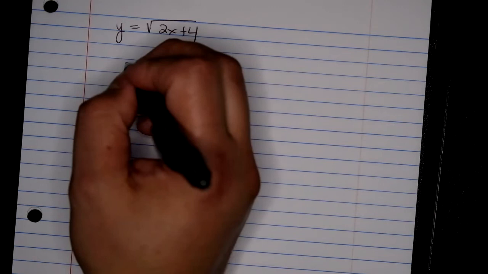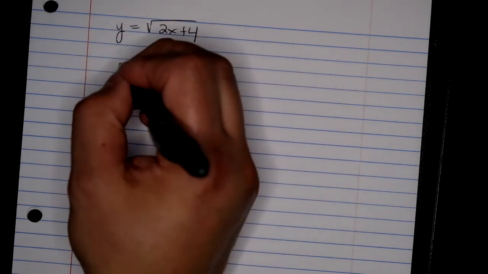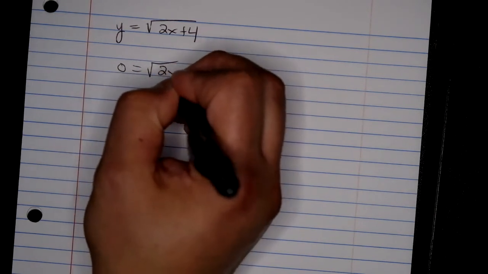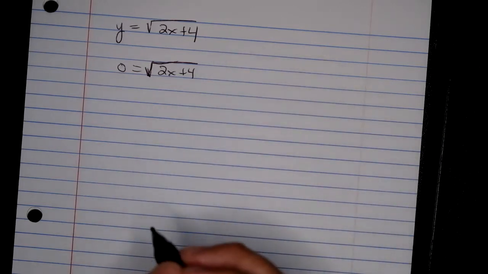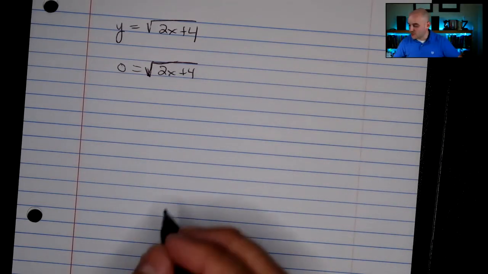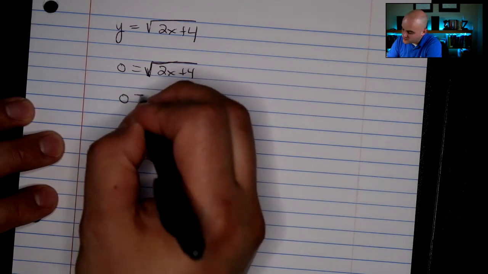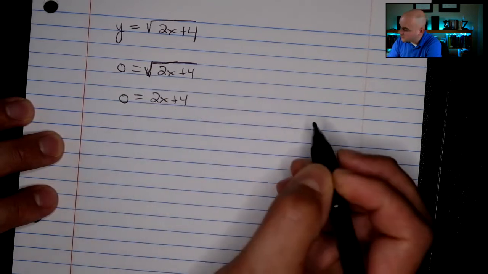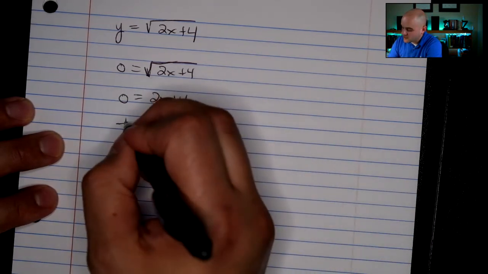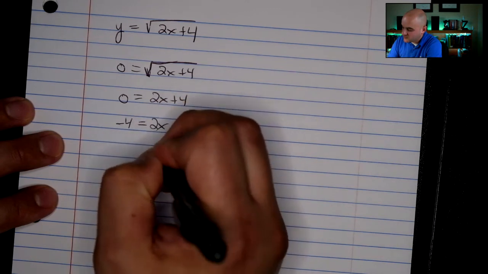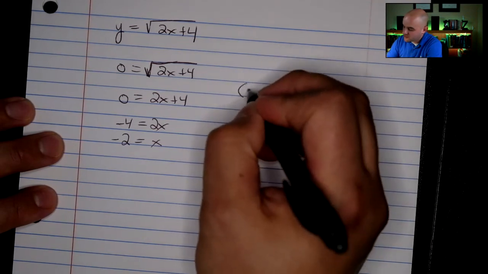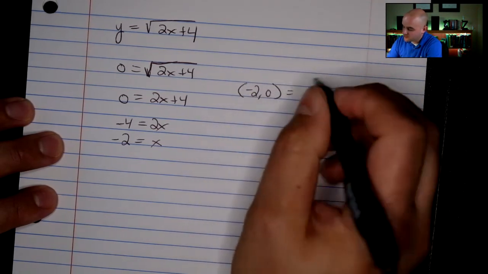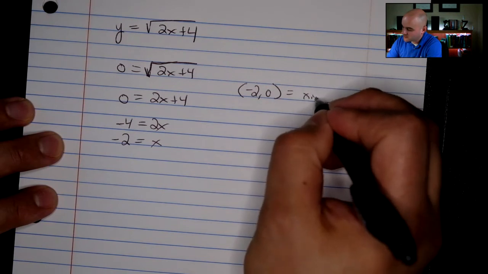So when x equals 0, we get our y-intercept. When 0 is going in for y, we get our x-intercept. So 2x plus 4, the whole thing is being rooted here. I'm going to square both sides. So if I square both sides, I get 0 equals 2x plus 4. Subtract 4 from both sides. And so x equals negative 2. So when y is 0, x is negative 2. That is my x-intercept.